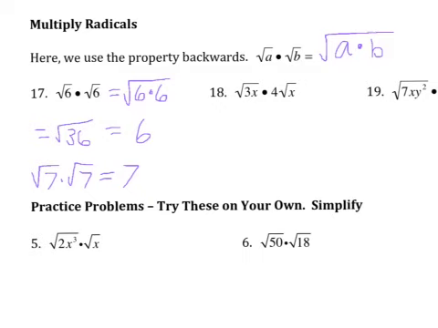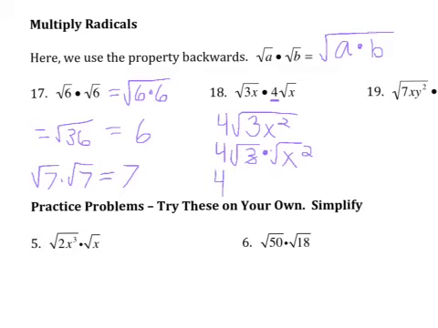For 18, we have the square root of 3x times 4 times the square root of x. Notice that the 4 is already on the outside, so it's going to stay on the outside of our radical. But we can multiply 3x times x together and get 3x squared. Now we don't want to leave that as our final answer because we can simplify that further. If we break it up, we get the square root of 3 times the square root of x squared. And we know the square root of x squared is x, so our final answer is 4x square root 3.